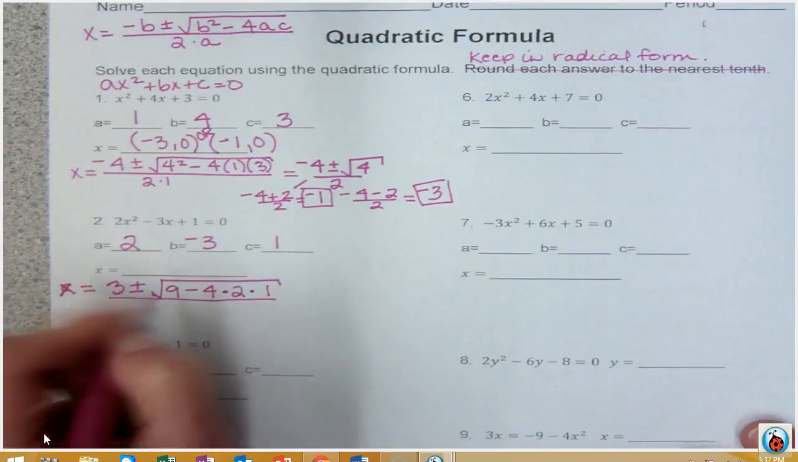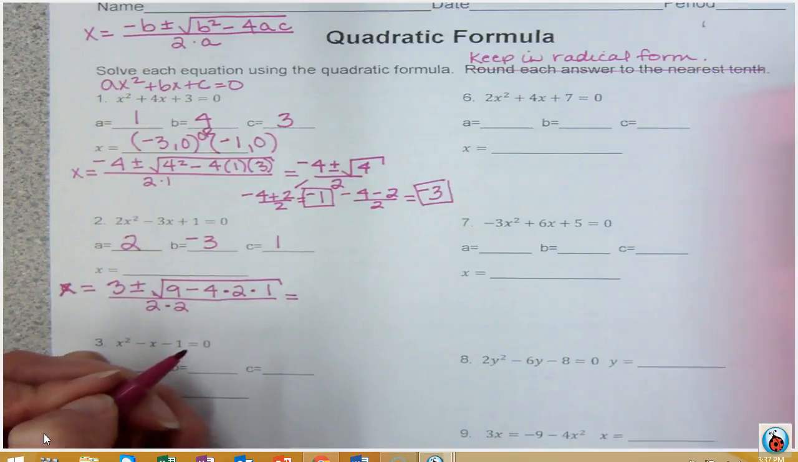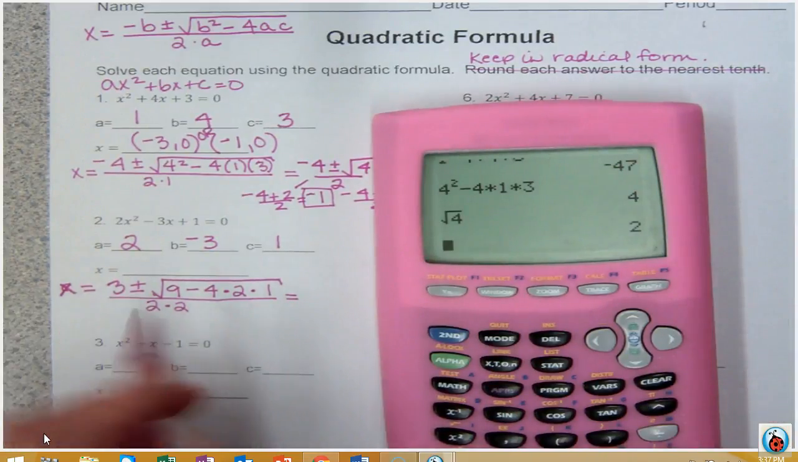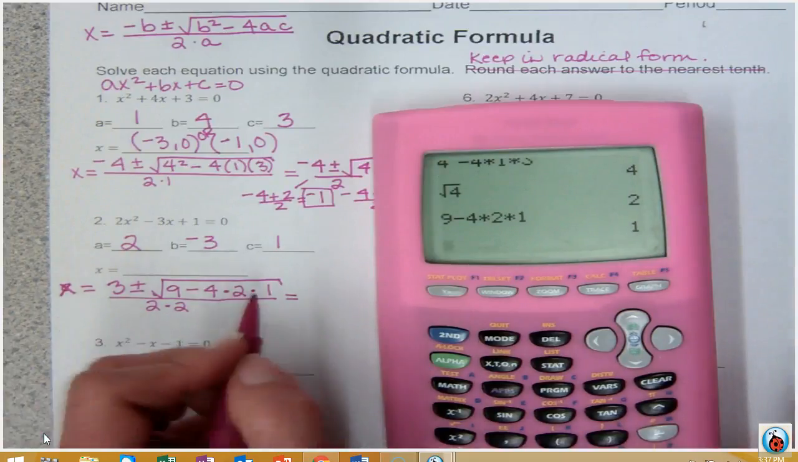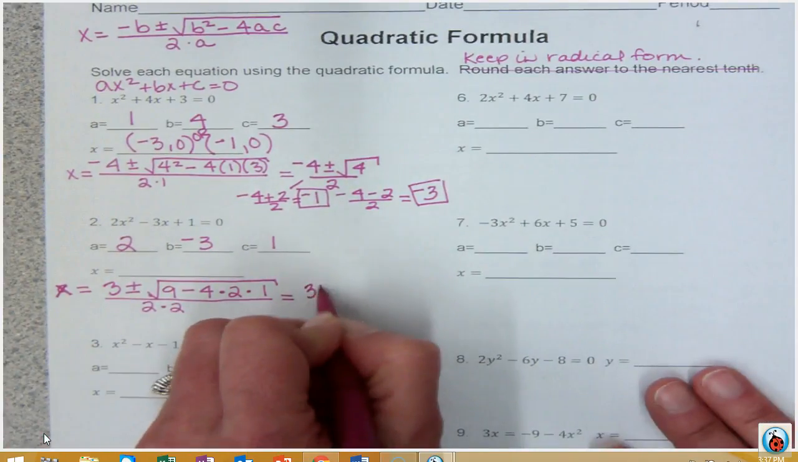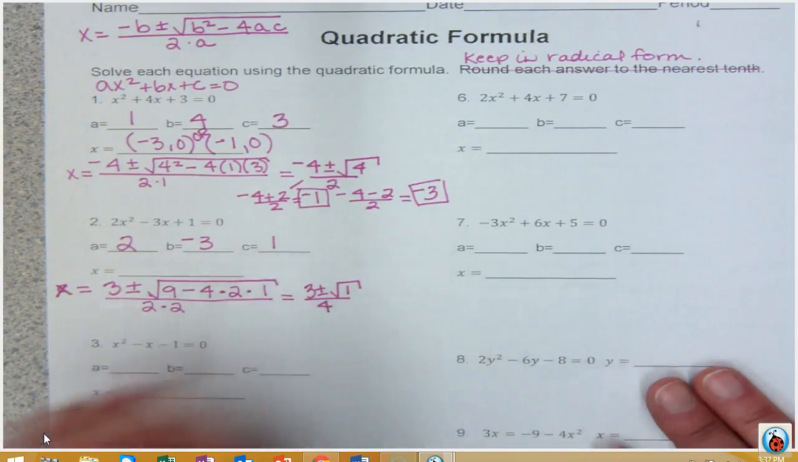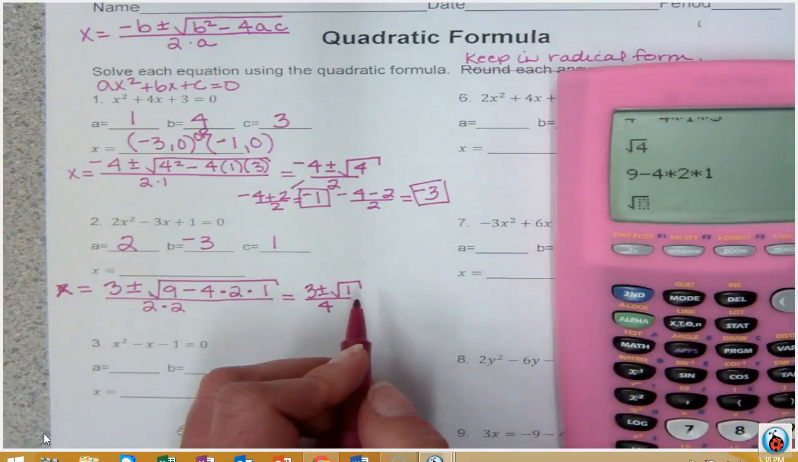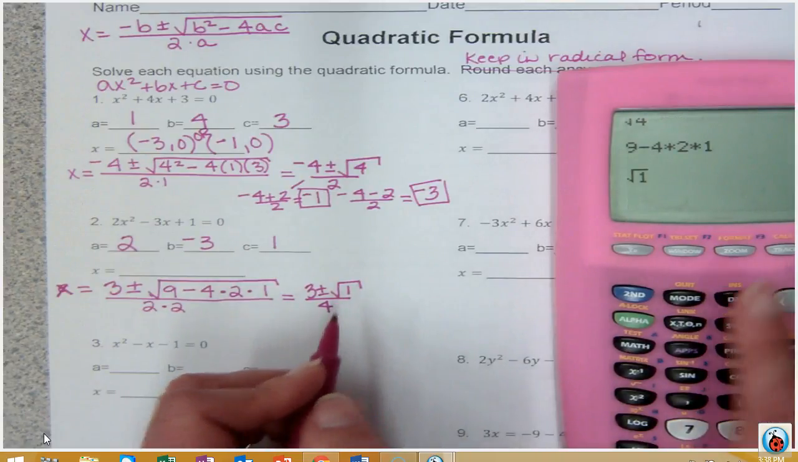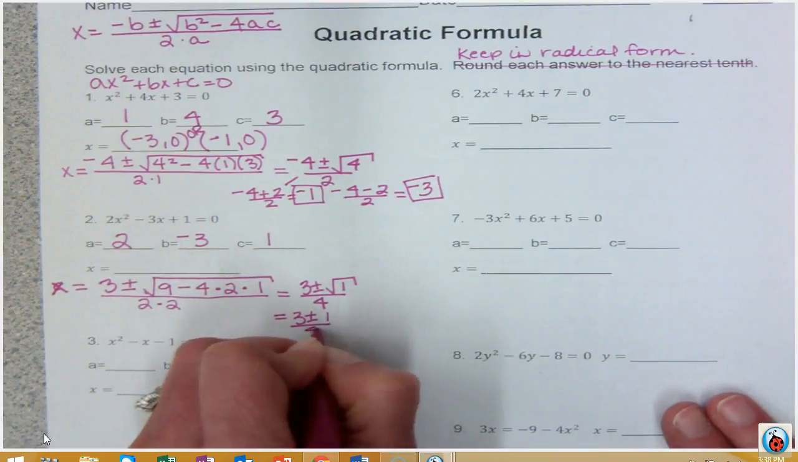All over 2 times 2. So that's going to equal 9 minus 4 times 2 times 1, the square root of 1. So I get 3 plus or minus the square root of 1 all over 2 times 2 is 4. The square root of 1 is 1, and if you need to know, you can plug that in your calculator. So we get 3 plus or minus 1 all over 4.